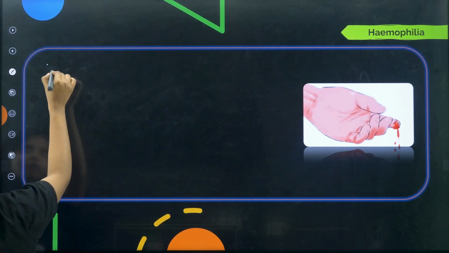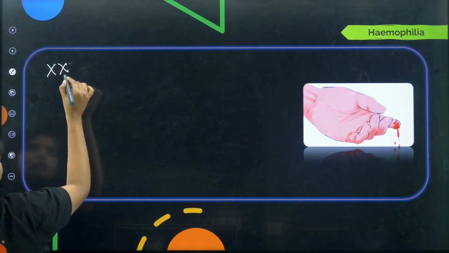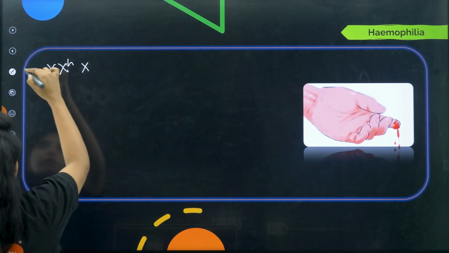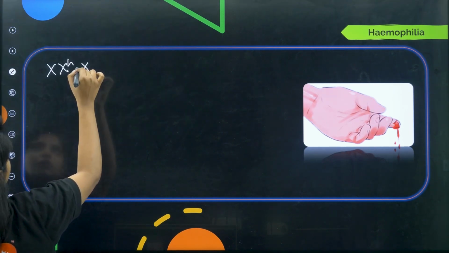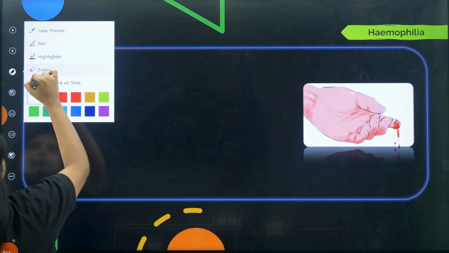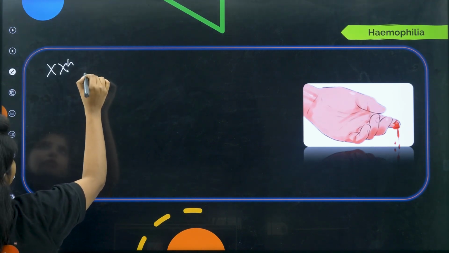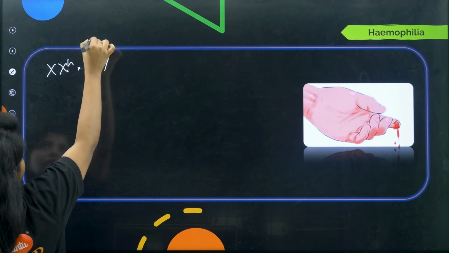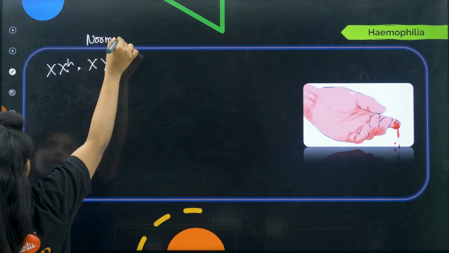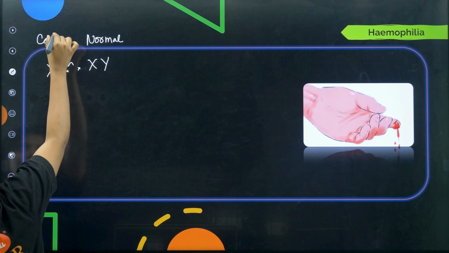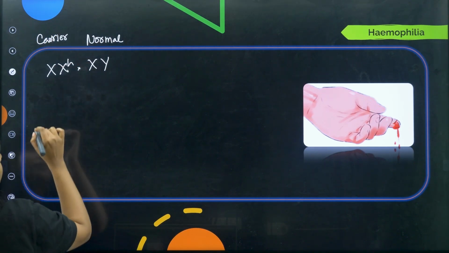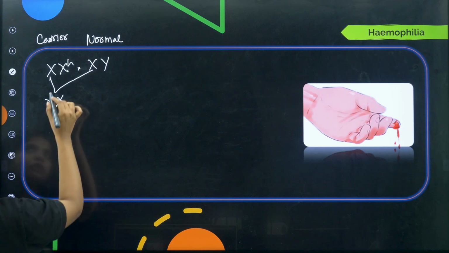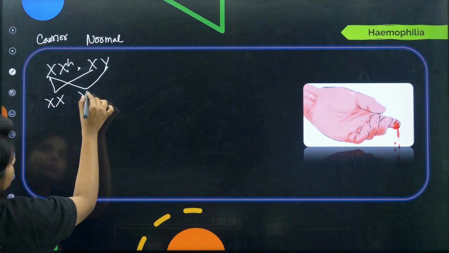So over here you have X, XH, where the H is the affected one, and X and Y. Instead of writing cross, I'll use a small cross. Here the father is normal, and the mother is basically a carrier. You fuse this with this, you get XX. You fuse this with this, you get XY.